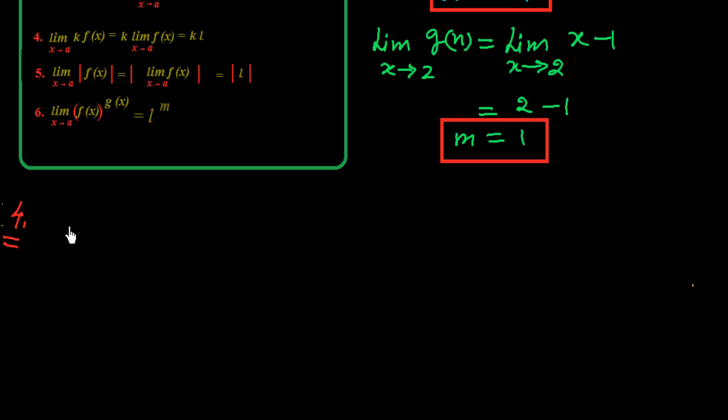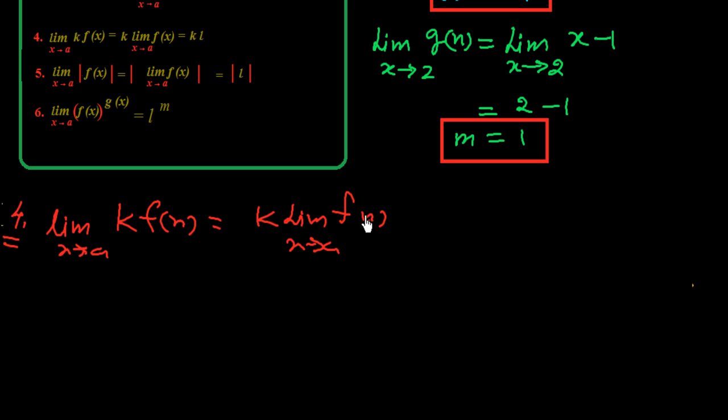Fourth, we have to prove that limit x tends to a for k into f of x is equal to k into limit x tends to a for f of x. It means if we multiply the constant with the limit, it is equal to the function which already has been multiplied with a constant, we are getting out the limit. So first of all we have to find out kf of x.